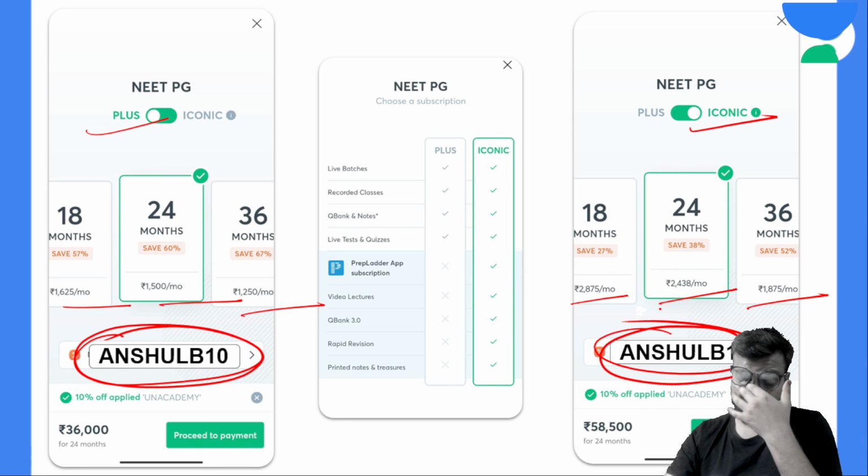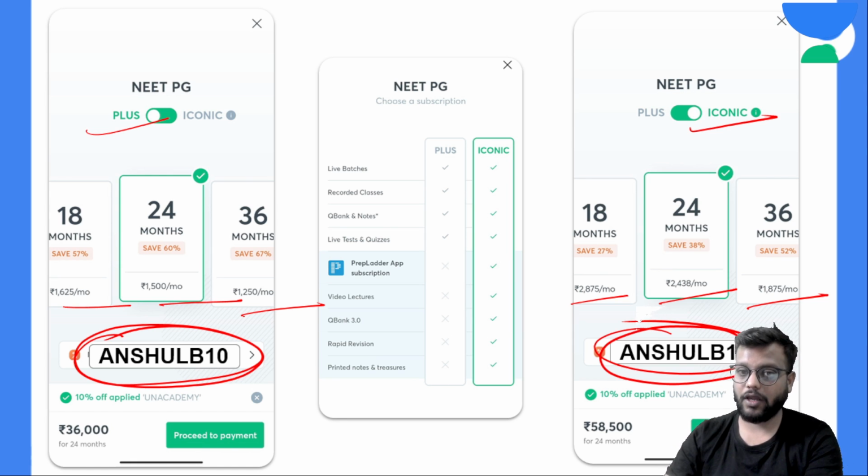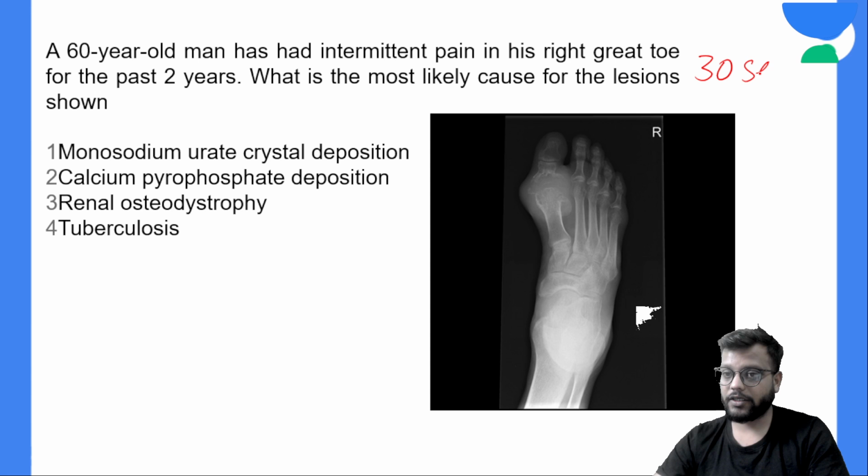Okay, so let's start today's session. After every question, I'll give you appropriate time so that you can read the question and options very carefully. Then mark your answer and type that in the chat box. Okay, so the first question is: a 60-year-old man has intermittent pain in his right great toe for the past 2 years. The most likely cause for the lesions shown in the x-ray is? Here are your 30 seconds.